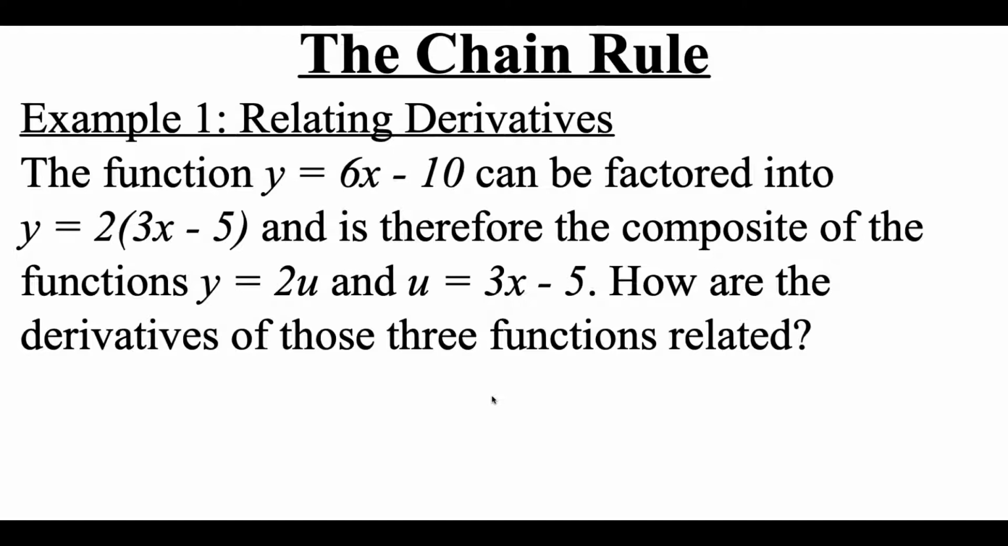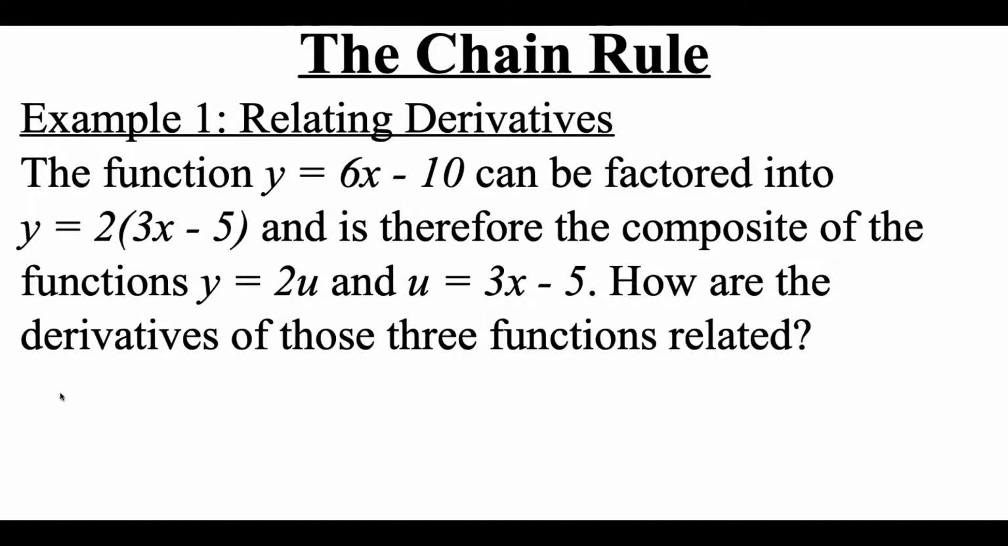So then it would be y equals 2 times (3x minus 5). And because of that, we can think about it as a composition of functions. We could have the function y equals 2u and u equals 3x minus 5. And what we want to do is look at the derivatives of all three of these functions and see how they're related to each other.